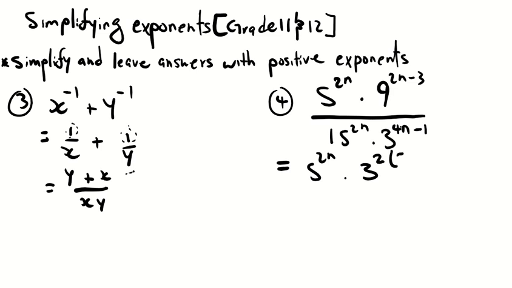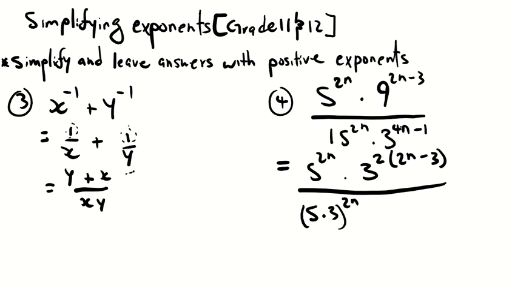And then of course we already had an exponent there, 2n minus 3. And then we also had 15. 15 is the same as 5 multiplied by 3. 5 and 3 are the prime bases of 15. And let's not forget 2n multiplied by 3 to the power of 4n minus 1.